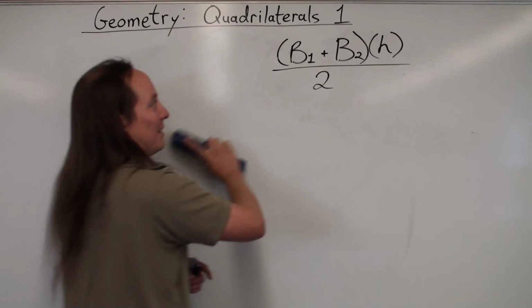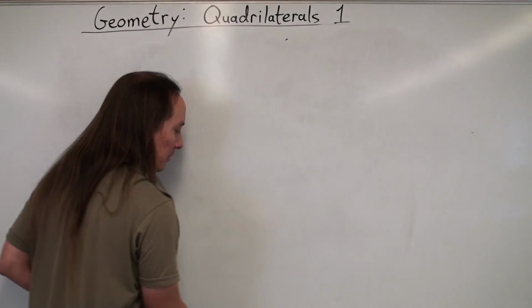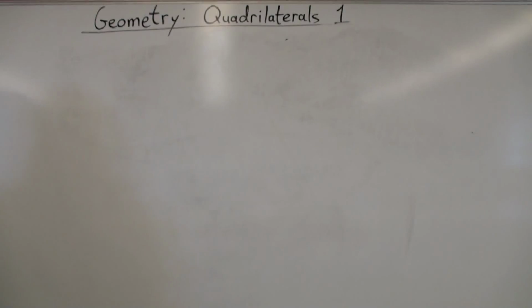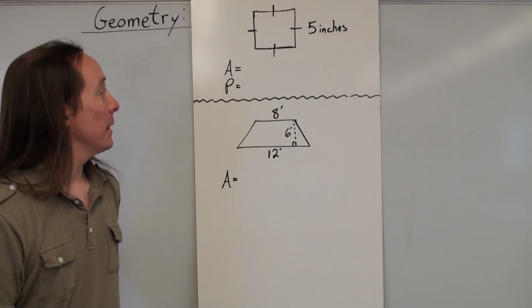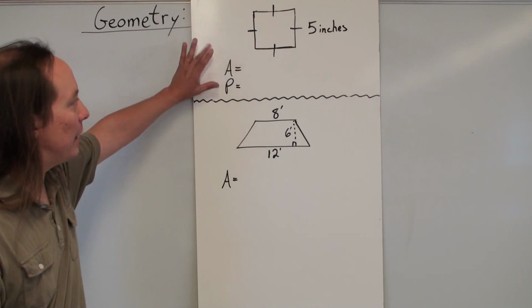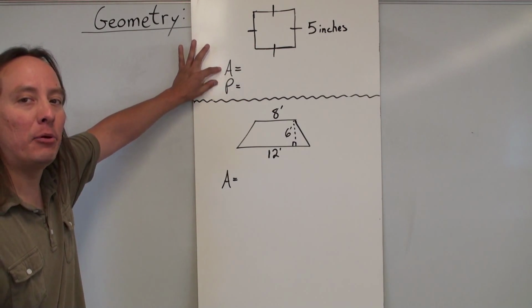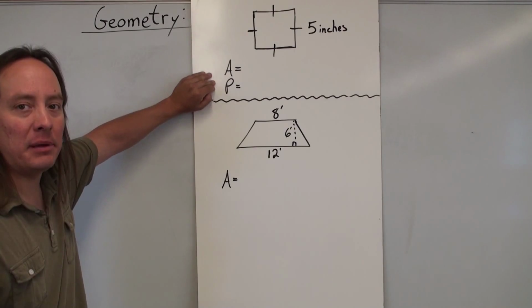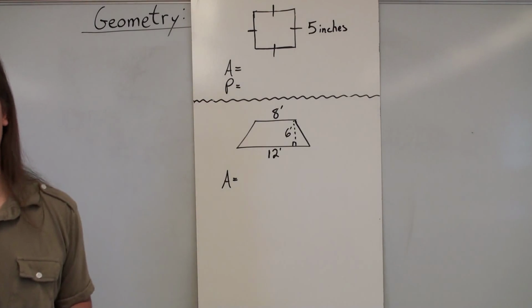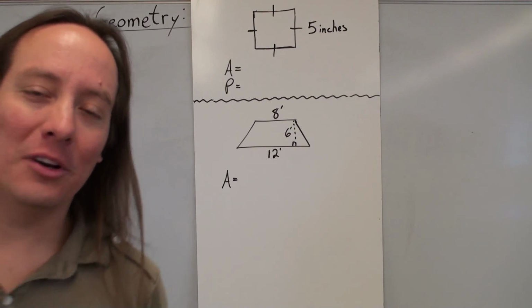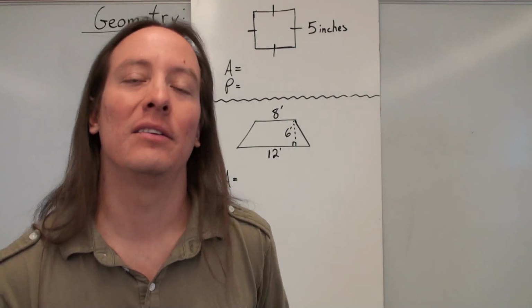That's it. But as usual, I have a couple of examples that I want you to try on your own. Okay, so I have this shape here, and this one I want area and perimeter. That's what the A and the P mean, area and perimeter. And then down here I'm just asking for area. So go ahead and pause the video, give it a shot, be honest, do your best.